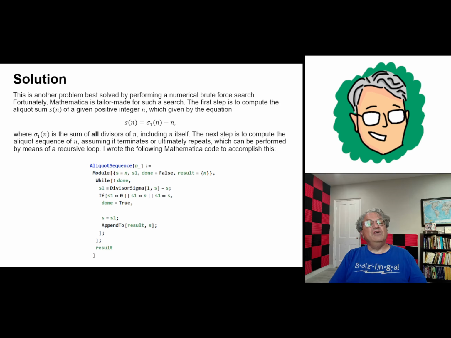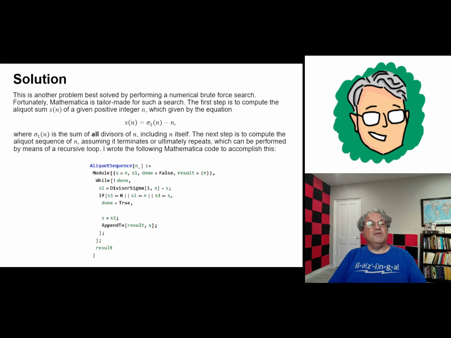But anyway, here's the code I wrote to calculate the aliquot sequence. This calculates the aliquot sequence of a given number n, so you have to give it n as an input, and it's pretty easy to write code to do this. All it's doing is looping over n going up to something I'm calling n max, and n max is going to be 200. Or actually, this just gives the aliquot sequence of a given number. Sorry about that.